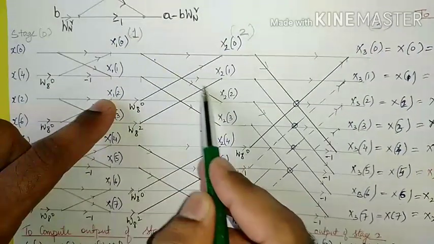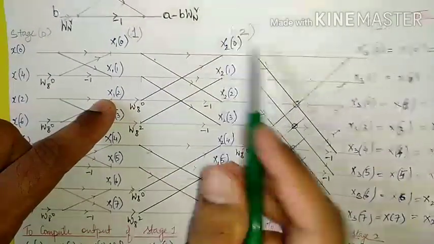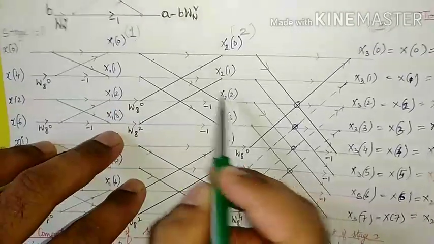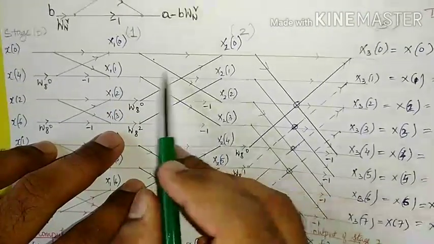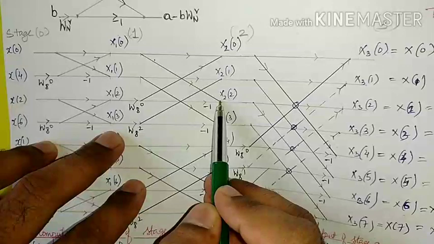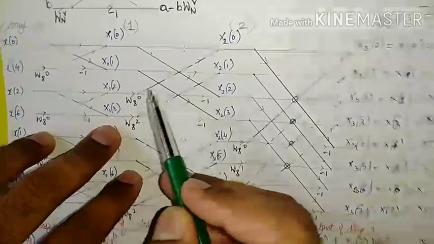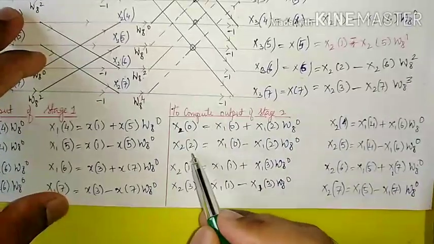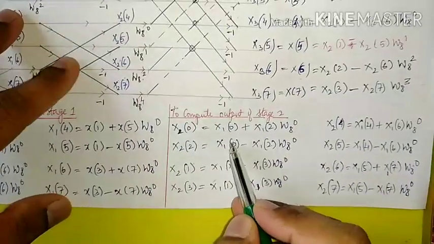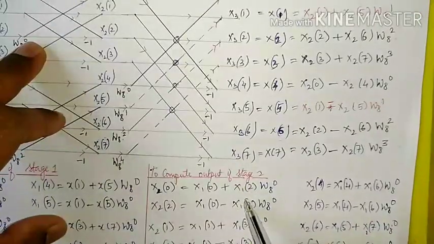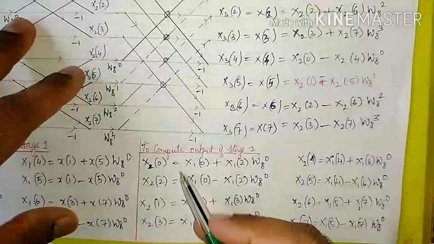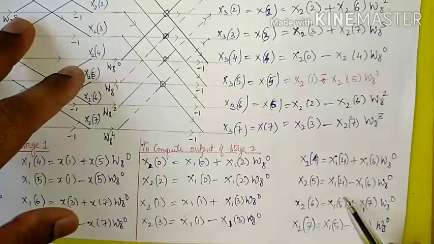Now try to write x2 of 2. So x2 of 2 can be written as x1 of 0 minus x1 of 2 into W80. So you can check it out. x2 of 2 was x1 of 0 minus x1 of 2 into W80. In a similar way you can write the equations for stage 2 also.